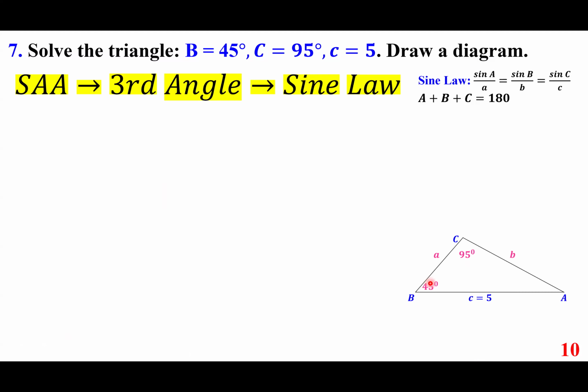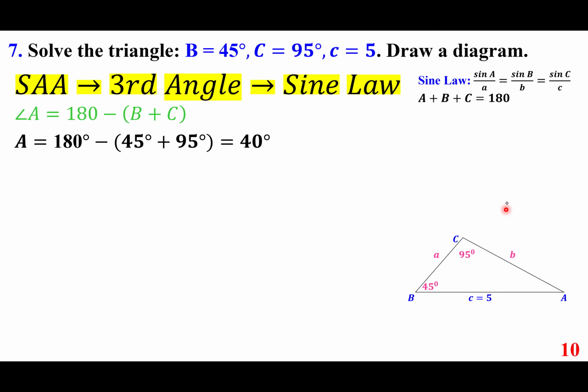So we have 45 degrees. One of them is 95 degrees. Lowercase c is 5. A and B are missing. Obviously, we have two angles, so add them up, subtract from 180. That would be the third one. So 180 minus the sum of 45 and 95, which is 140. So the result is 40 degrees.